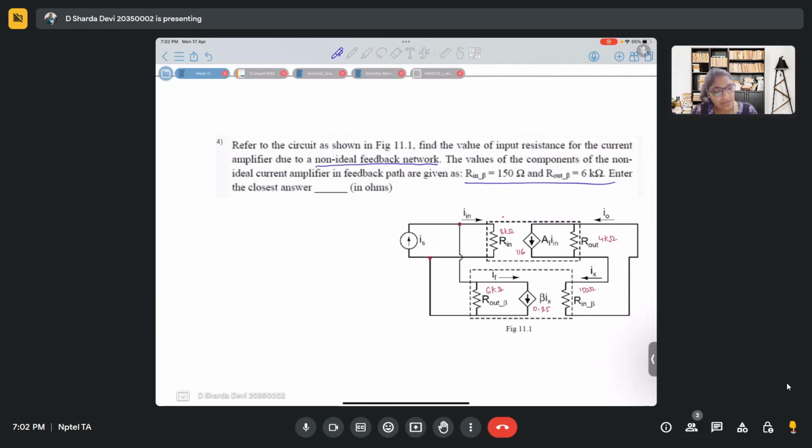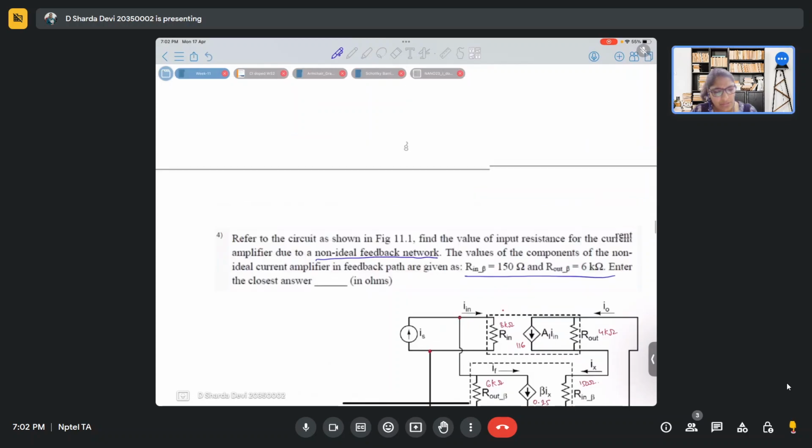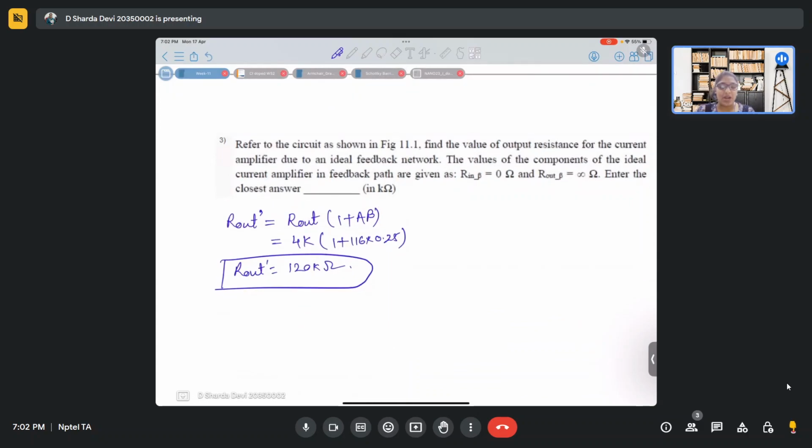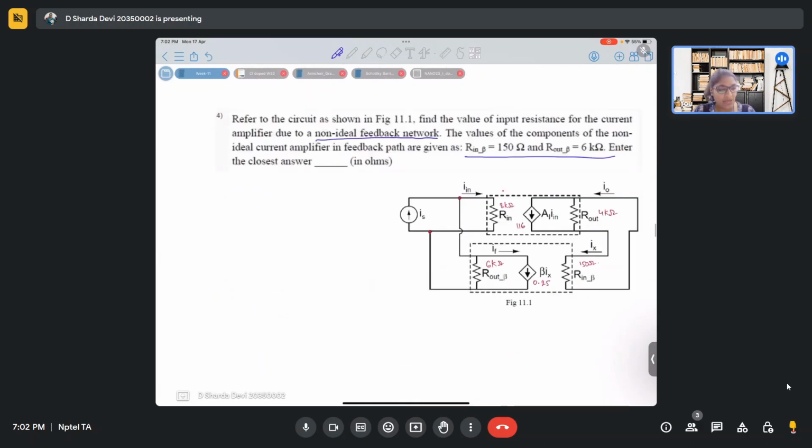It was not for the load. If let's say there is another load, then your R out dash will come in parallel to that load. You'll apply your load somewhere here, from here to ground, in parallel. The earlier thing we calculated was for an ideal situation. Ideal situation means we didn't have this R in beta and R out beta. Now we'll have R in beta and R out beta as well.